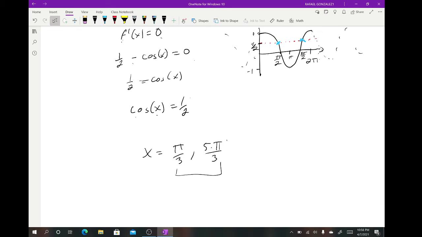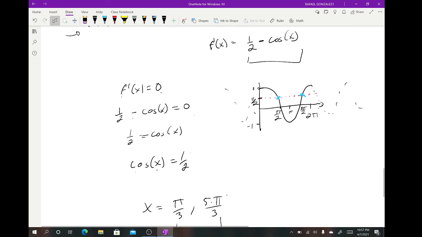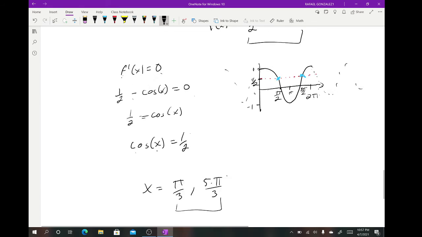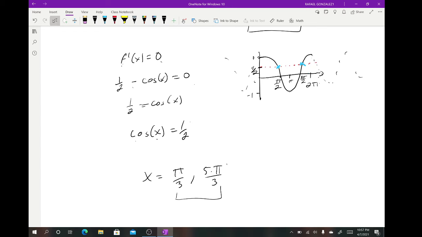Okay, so now that we have our critical numbers and there are no points for which the derivative of x does not exist, you could plug in any value here for cosine and you always get an actual number. We can conclude that these are the only two critical numbers on that domain.